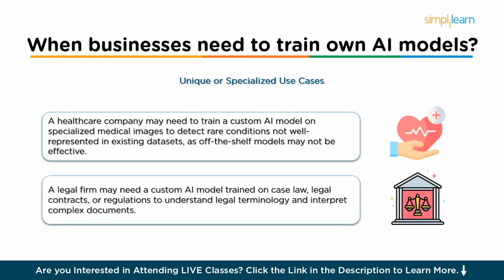Next, for example, a legal firm might need an AI model that can understand the nuances of specific legal terminology or interpret complex legal documents, requiring training on a dataset composed of case law, legal contracts, or regulations.